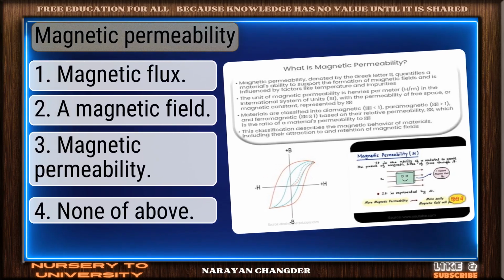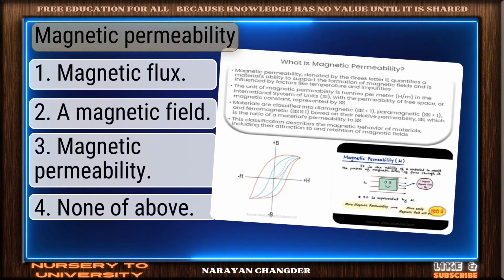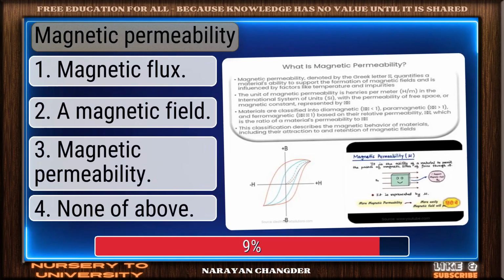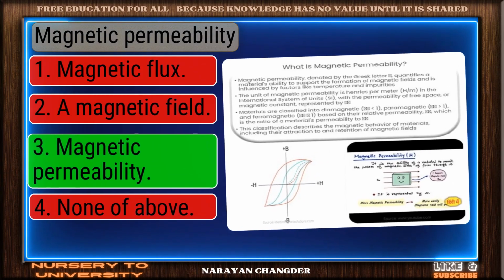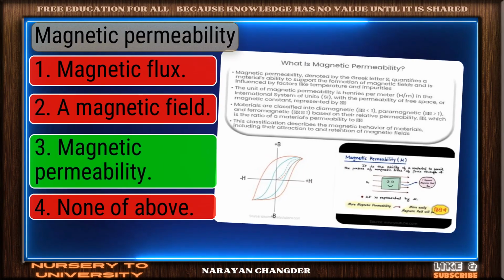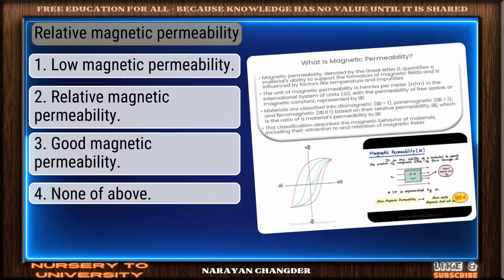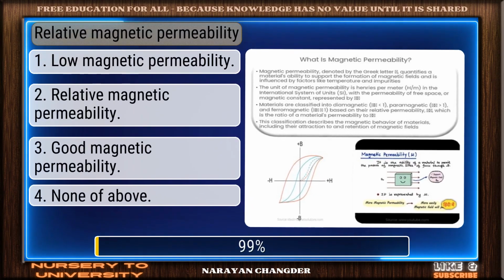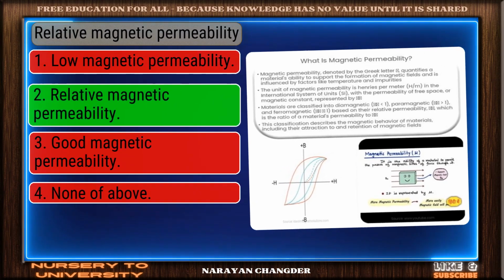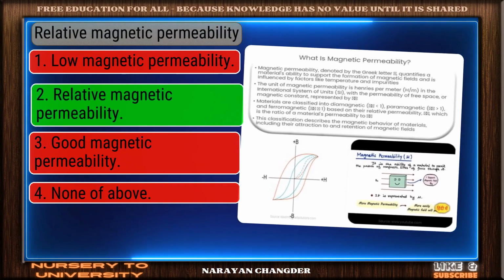Can you solve all these magnetic properties questions? Magnetic permeability. You chose magnetic permeability, and it is correct. Relative magnetic permeability. Strong choice. Relative magnetic permeability is the right answer.